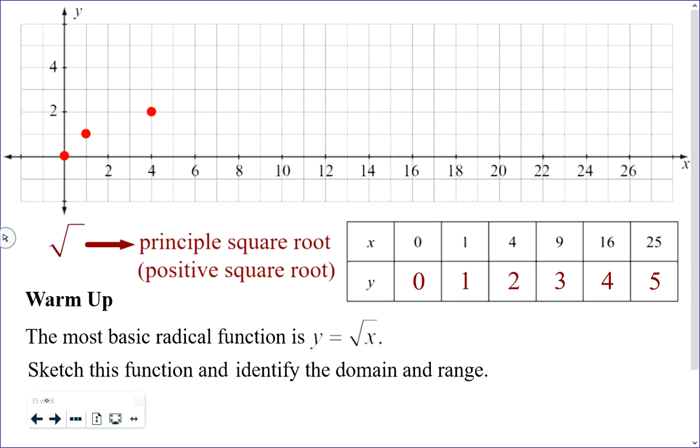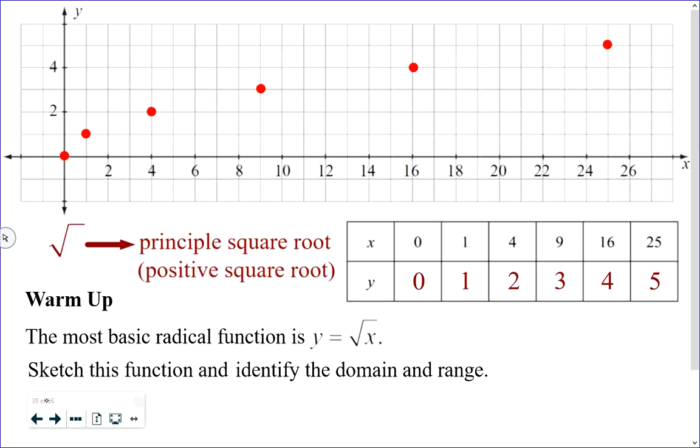And I believe I misspoke a minute ago. Instead of going over 1 and up 1, over 2 and up 4, you're going in the opposite order. You're going up 1 and over 1, up 2 and over 4. So the pattern should be familiar to you. And if you take a minute, you can plot all of those points.